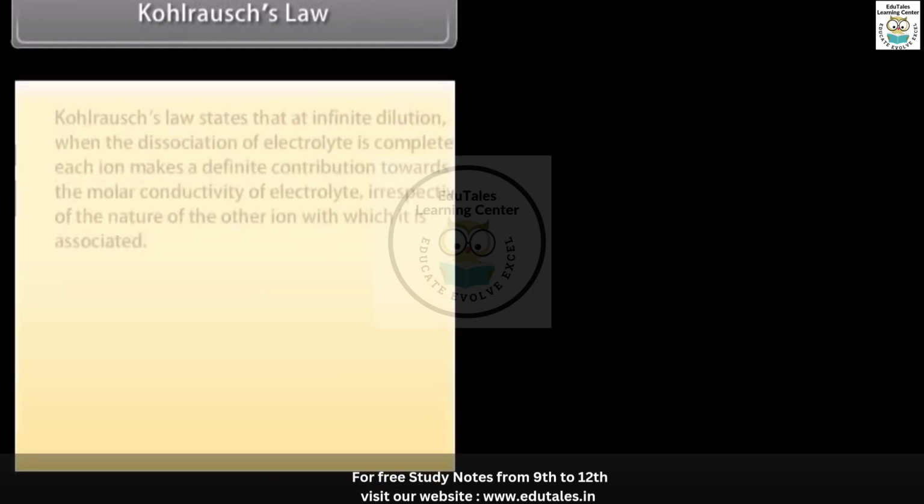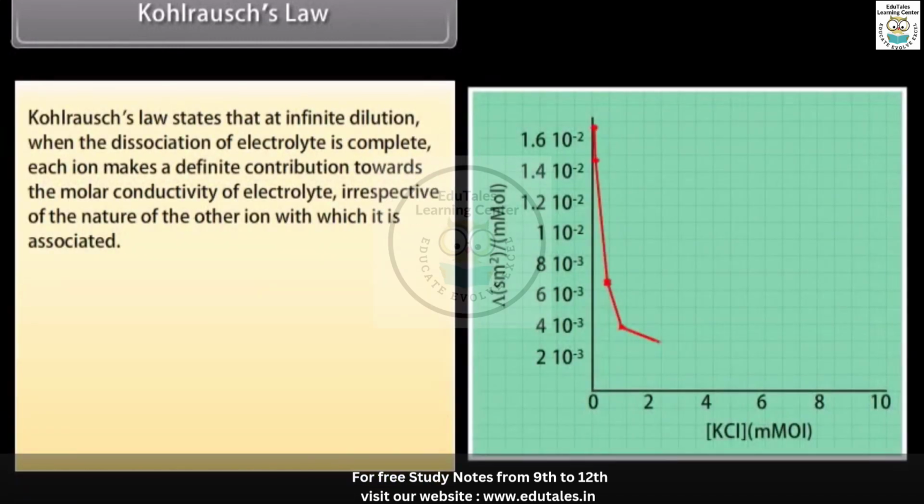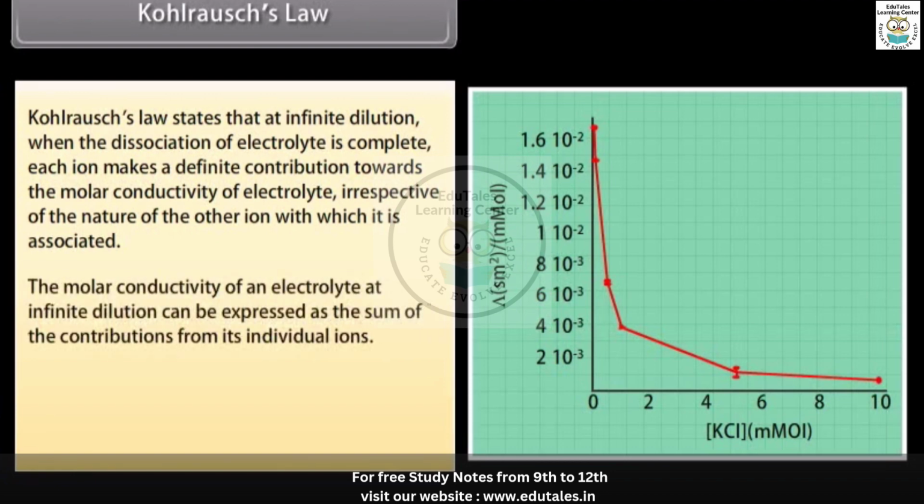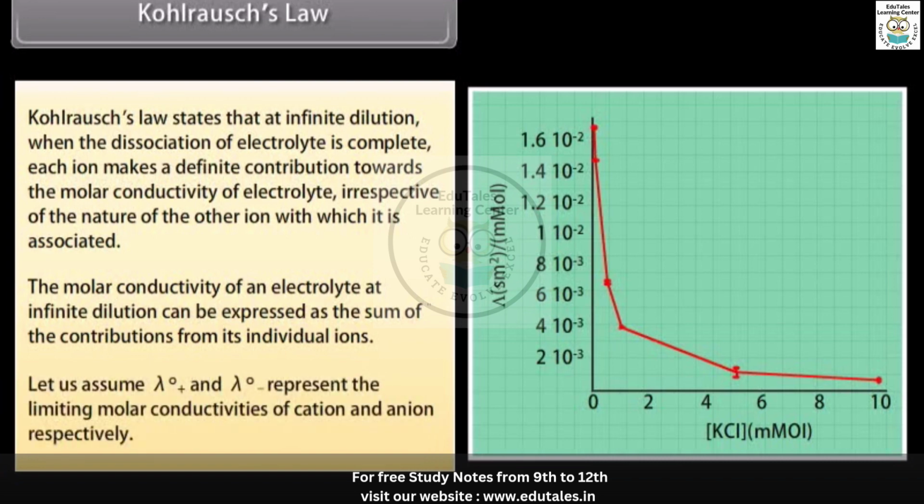Kohlrausch law. Kohlrausch law states that at infinite dilution, when the dissociation of electrolyte is complete, each ion makes a definite contribution towards the molar conductivity of electrolyte, irrespective of the nature of the other ion with which it is associated. The molar conductivity of an electrolyte at infinite dilution can be expressed as the sum of the contributions from the individual ions. Let us assume lambda naught positive and lambda naught negative represent the limiting molar conductivities of cation and anion respectively.